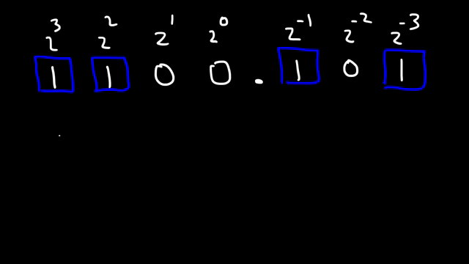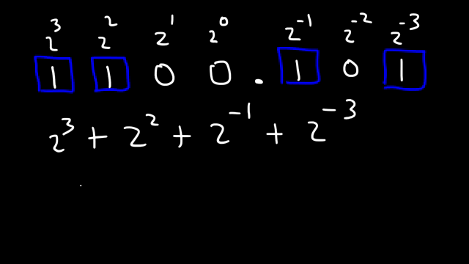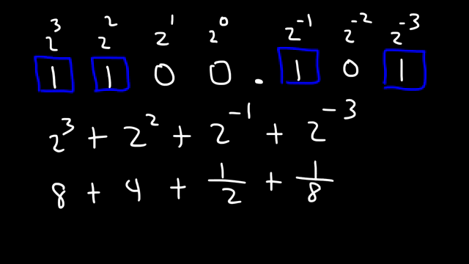And so we're going to add 2 to the third plus 2 squared plus 2 to the minus 1 plus 2 to the minus 3. Now 2 to the third is 8 and 2 squared is 4. But now what is 2 to the minus 1? We know 2 to the first power is 2, so 2 to the negative first power is 1 over 2. Now 2 to the third is 8, so 2 to the negative third is going to be 1 over 8. And so 8 plus 4 is 12, and then we have 1/2 plus 1 over 8.